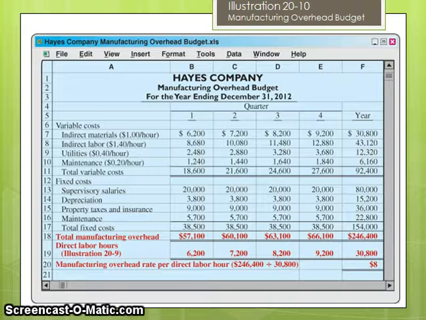Now I can also, since direct labor is the cost driver here for overhead, put our direct labor hours in at the bottom and get a total overhead rate per direct labor hour, if that's the way we allocate out our overhead. So for us, we had $246,400 in total manufacturing overhead for the year, and we had 30,800 hours in total direct labor hours. So that gives me an $8 per hour overhead rate.